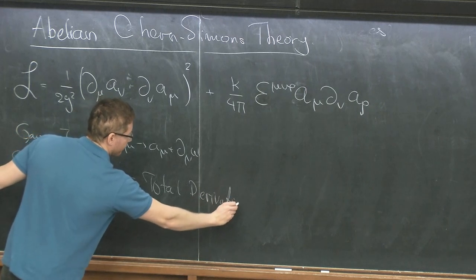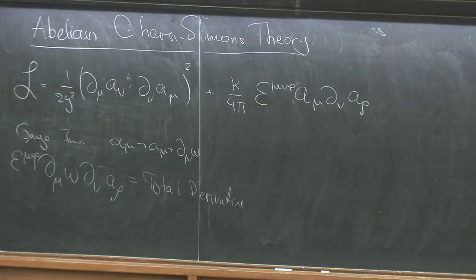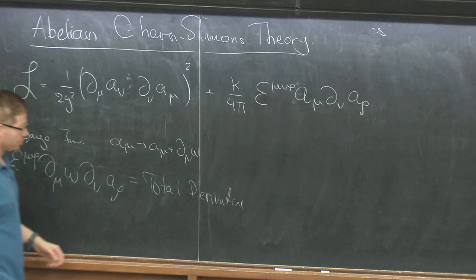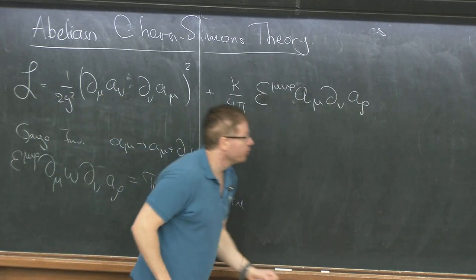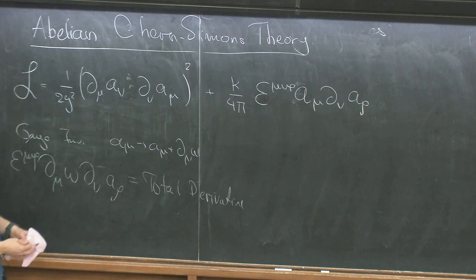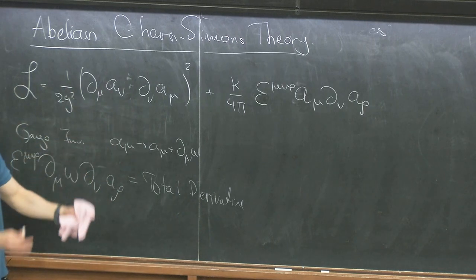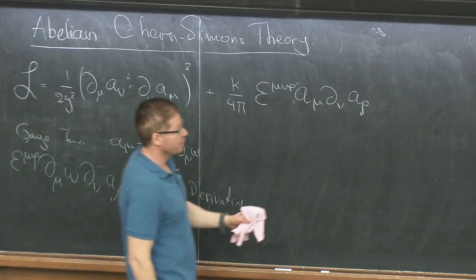As long as you're in infinite space with no boundaries, you don't have to worry. If you have a boundary, you have to worry very, very much. But as long as you're in infinite space, you don't worry. So this is gauge invariant. And the question is about the physics of this model. It's a gauge invariant field theory for a gauge field.